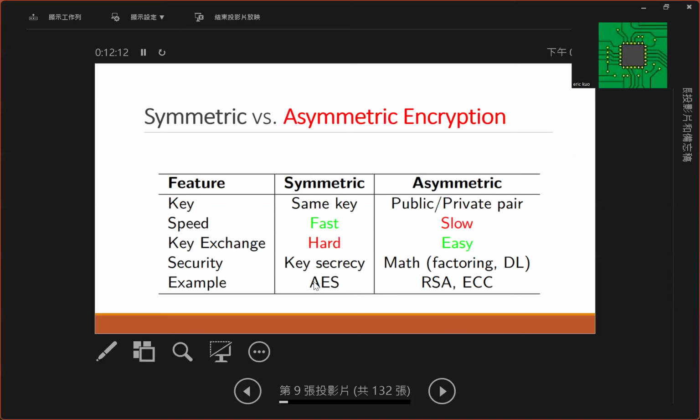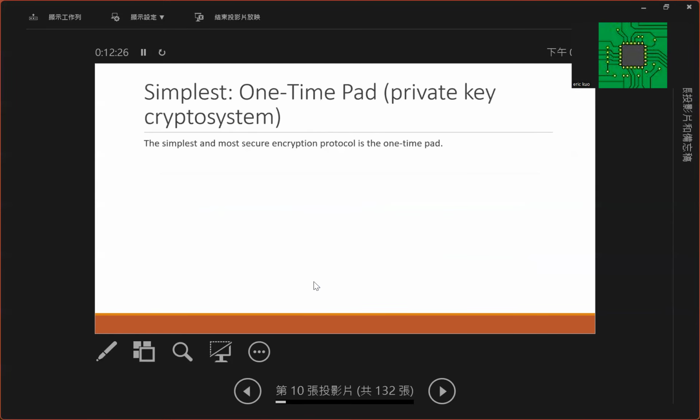Symmetric means that if I want to send a message to someone, that person and I use the same key. Asymmetric means that they use different keys. If you don't understand it, that's fine. For example, the simplest one is the so-called one-time pad algorithm.